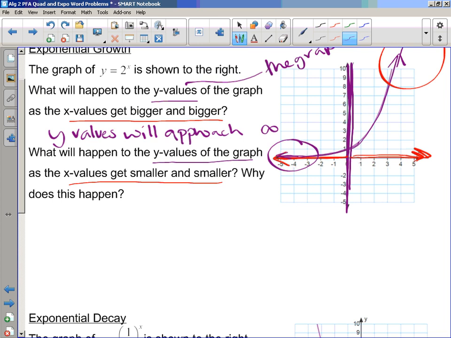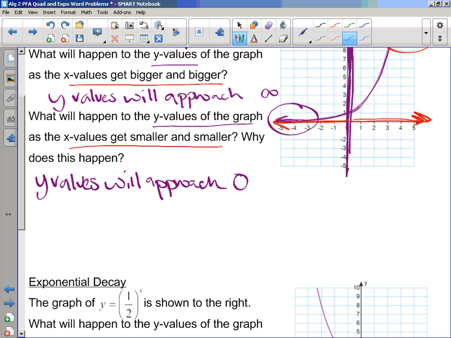Now you may not remember this from Algebra 1, but the way exponential functions behave is that the tail of the graph approaches a number, but never touches or crosses over that number. And in this case, that number is 0. The left side of the graph approaches 0. So as x values get smaller and smaller, the y values will approach 0. Why does this happen?